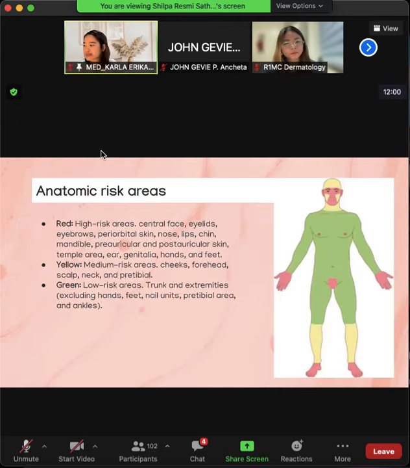So this is the anatomic risk areas. The red one shows the high risk areas. There is central face, eyelids, eyebrows, periorbital skin, nose, lips, chin, mandible, periauricular and postauricular skin, temple area, ear, genitalia, hands, and feet. And the yellow here shows the medium risk areas. There is cheeks, forehead, scalp, neck, and pretibial. And the green here shows the lower risk areas. There is trunk and extremities, excluding hands, feet, nail units, pretibial area, and ankles.